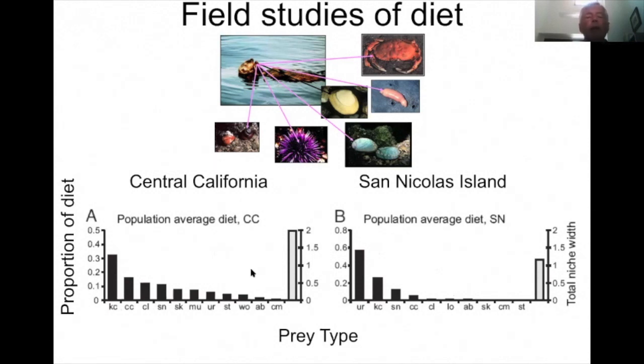The problem is, one of the problems with this inference is that these are not individual data. These are data from the population of animals in Central California and data from the population of animals at San Nicolas Island. They don't show us the diets of individuals. So the question then became, does the diet of individuals map onto, more or less, these diets of the population?